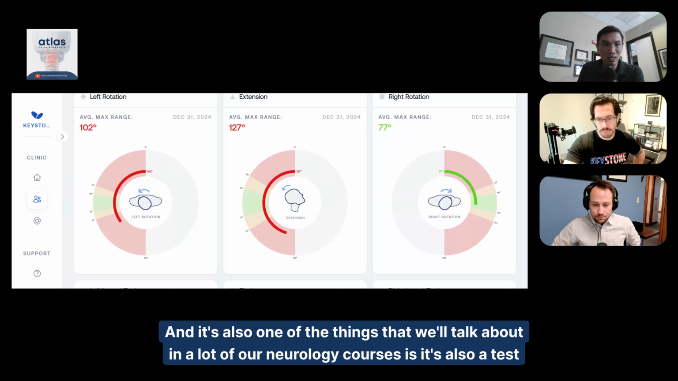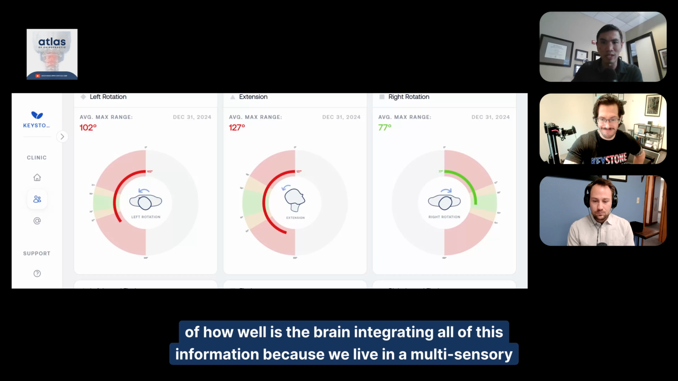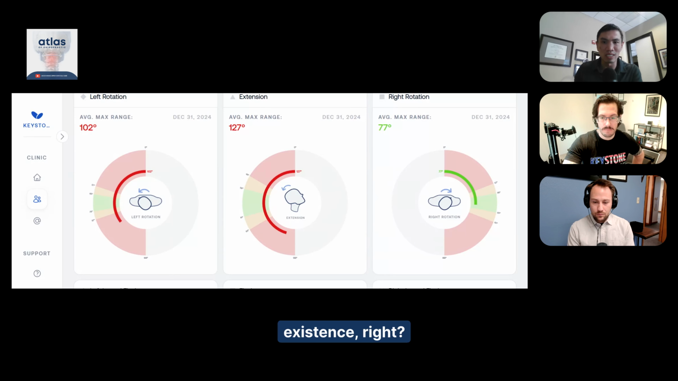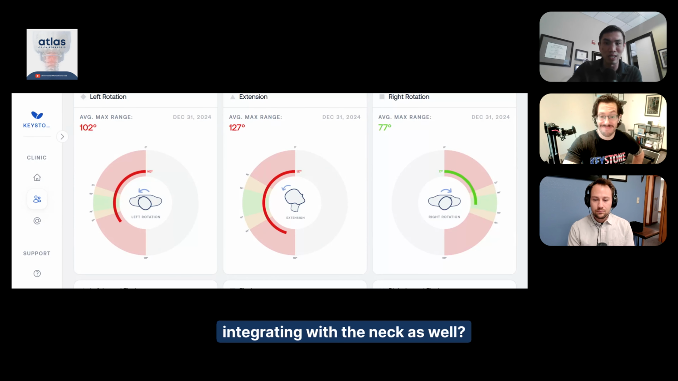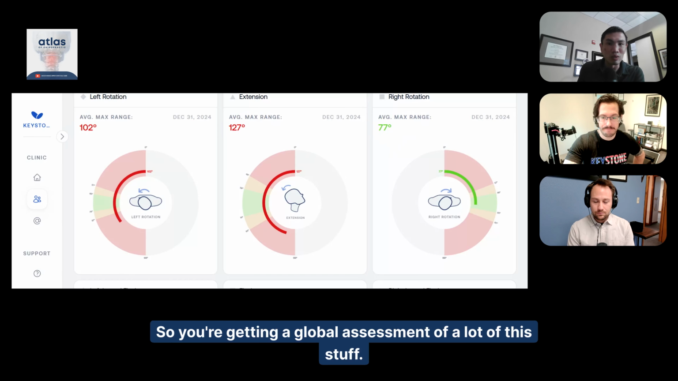Yeah, absolutely. And it's also one of the things that we'll talk about in a lot of our neurology courses, that it's also a test of how well the brain is integrating all of this information, because we live in a multi-sensory existence, right? Especially with this test, we're also taking in how their vestibular system is integrating with the neck as well. So you're getting a global assessment of a lot of this stuff.